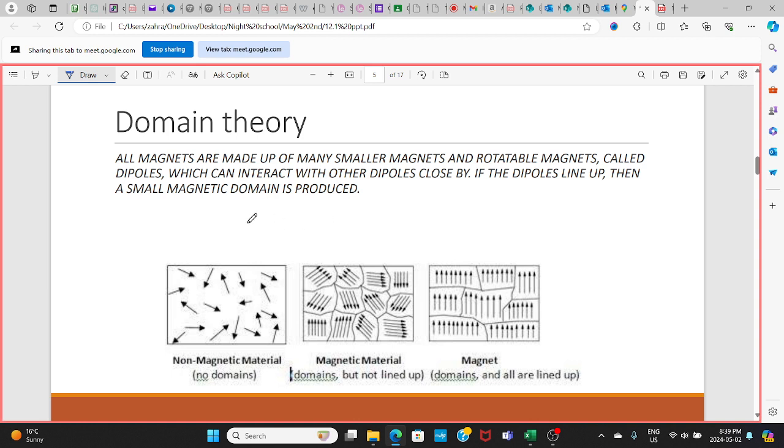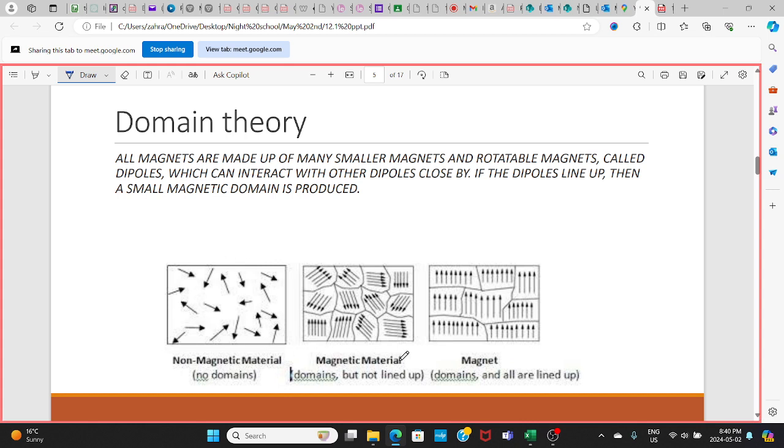Okay. Every magnet is made up of many smaller, rotatable magnets. Okay, I will tell you what it means. We call them dipoles. So do you see these arrows? They are dipoles. They look like a magnet. They have a positive and negative end. When you're talking about non-magnetic material, these magnets are randomly distributed. See, this is to the down, here is up, the direction is randomly everywhere.